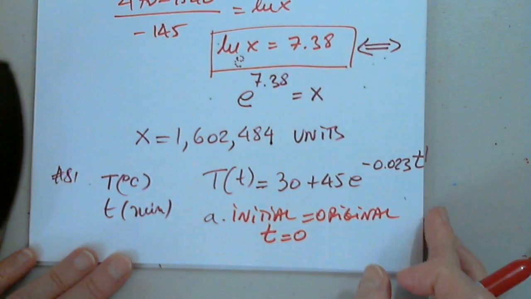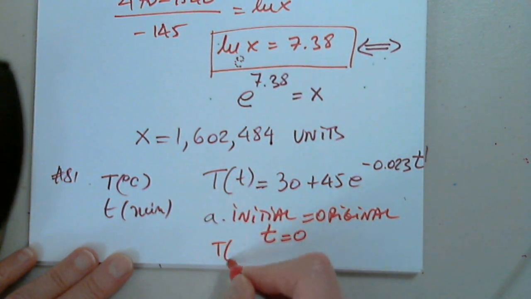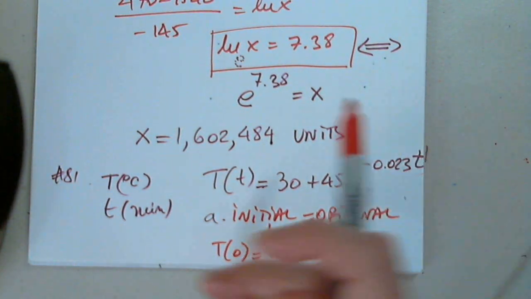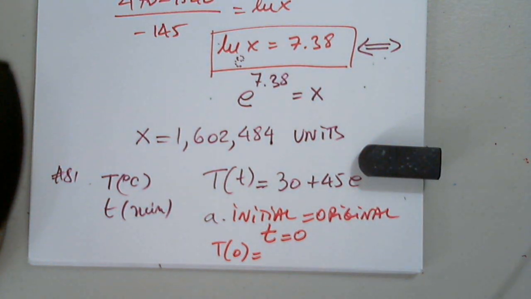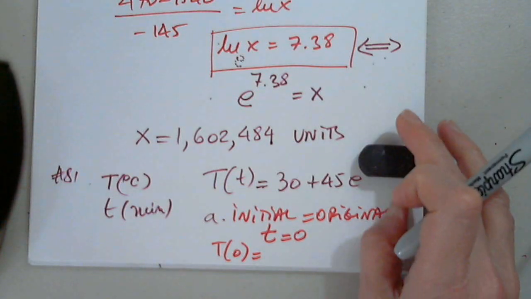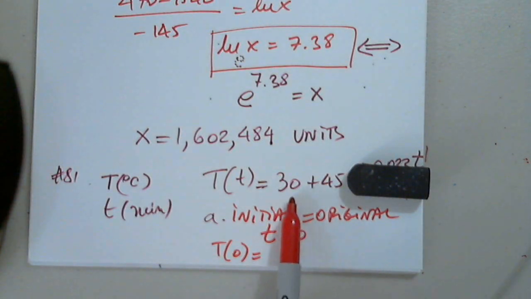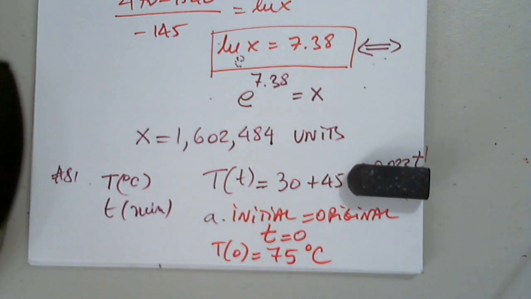So all I have to do is plug in 0, which is not a big deal. How much is e to 0? 1. Perfect. How much is 1 times 45? 45. And how much is 45 plus 30? 75. Good, that's done. Excellent.